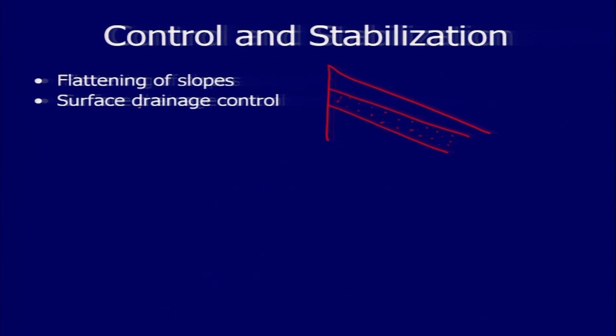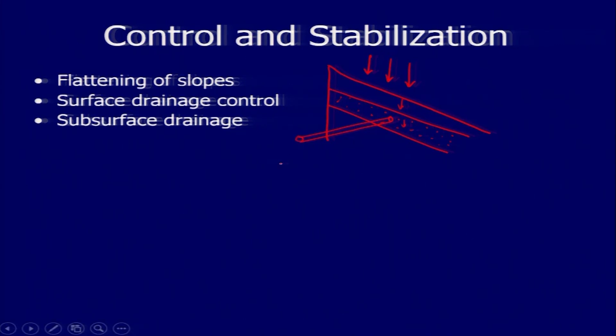So the best way is to remove the water as soon as possible through the slope, so you are not allowing the water to percolate. Another one is subsurface drainage. Even if you are not able to control the percolation of the water, one can put a perforated pipe here and drain out the water as early as possible. So you can control this by using this type of technique.